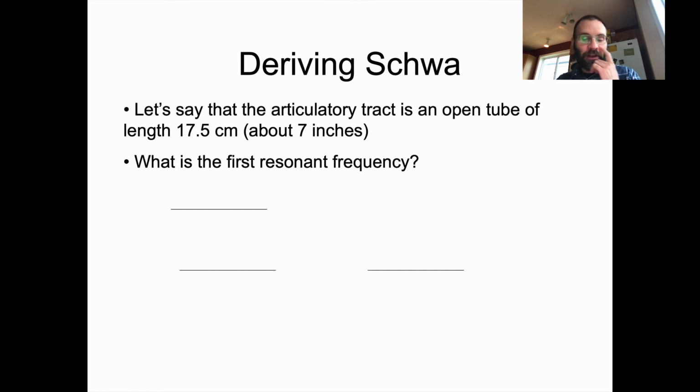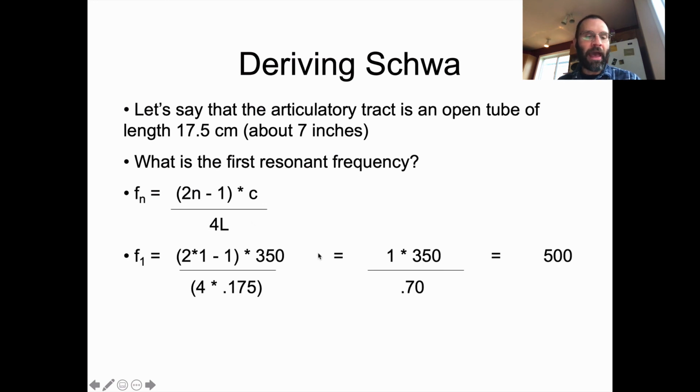So what's the first resonant frequency? The first resonant frequency means I'm going to substitute 1 for that value n. And for L, I'm going to substitute this length, 17.5 centimeters. For C, I'm going to substitute 350 meters per second. There are two different ways you can do this. If you want to think in meters, you can say C is 350 meters per second. But then you also have to convert this measure into meters. 17.5 centimeters, it turns out, is 0.175 meters.